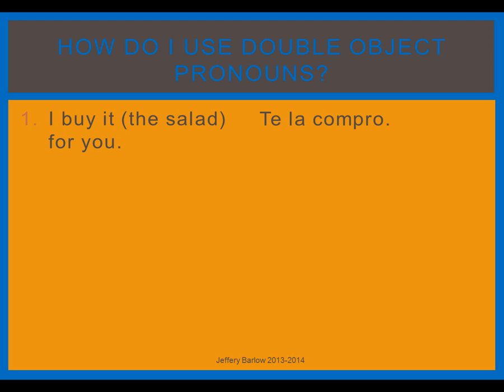And just remember your school ID. The order is I and then D. Indirect and then direct. Te la compro. The indirect is te. The direct is la. I buy it for you. Te la compro.